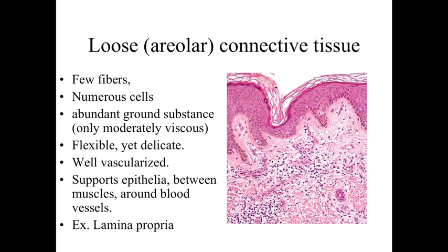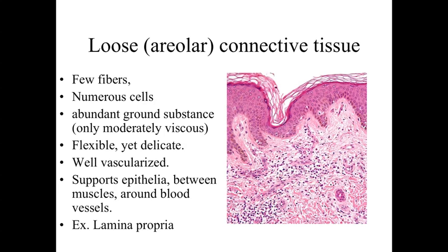Now, if we take a look at the loose or areolar connective tissue, what we're going to see is relatively few fibers and many, very numerous cells. It's going to have abundant ground substance, so it's going to have a moderate viscosity, relatively flexible, but still relatively delicate. And so it's very easy for things to diffuse through this region. It's flexible. It's got some strength, not a huge amount, but enough to hold the organ and the region together.